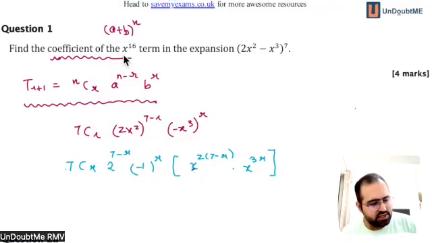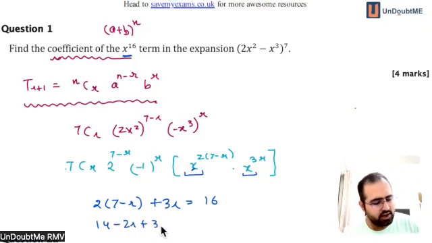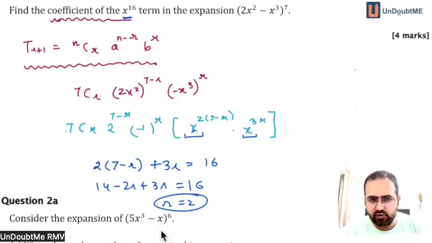Now we need the coefficient of x^16. So collectively, all powers of x should be equal to 16. If you look at the powers of x, it is 2(7-r) + 3r. Law of indices says that if these two are in multiplication, the powers will add. So this is equal to 16. 14 - 2r + 3r = 16, and the value of r is 2. Very comfortably, we can get the r value from here.